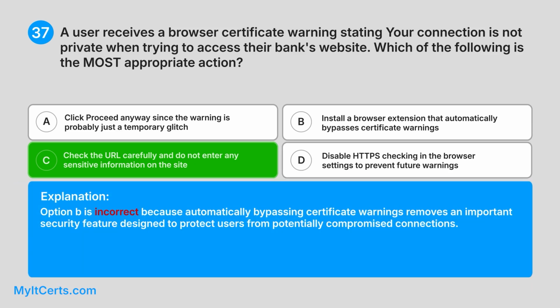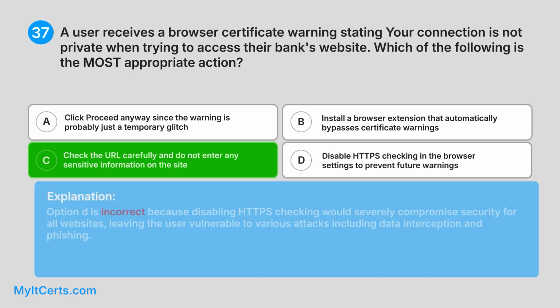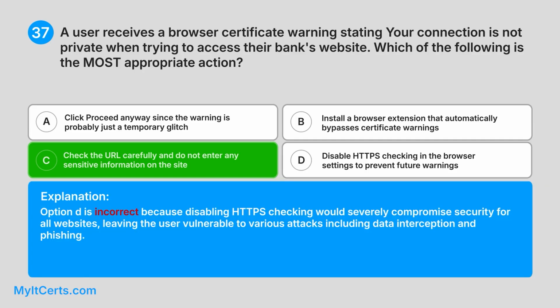Option B. Install a browser extension that automatically bypasses certificate warnings is incorrect because automatically bypassing certificate warnings removes an important security feature designed to protect users from potentially compromised connections. Option D. Disable HTTPS checking in the browser settings to prevent future warnings is incorrect because disabling HTTPS checking would severely compromise security for all websites, leaving the user vulnerable to various attacks, including data interception and phishing.